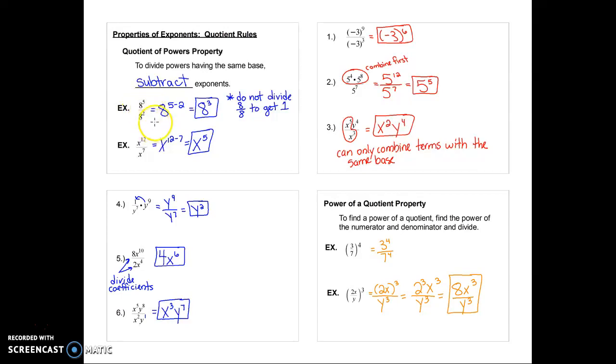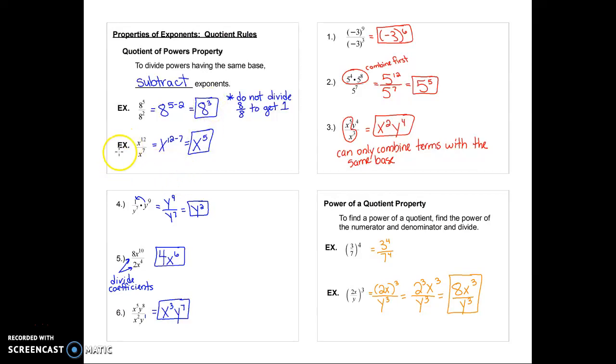So you are going to subtract the exponents. So I have 8 to the 5 minus 2 power, because again I'm subtracting. This has an exponent of 5, this has an exponent of 2. So we are subtracting them. We get 8 to the 3rd power is the final answer.